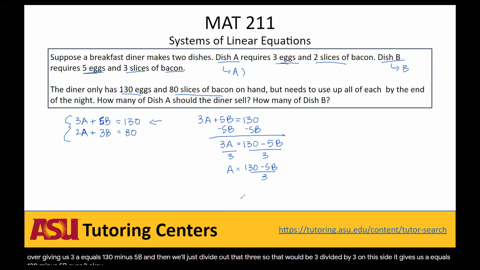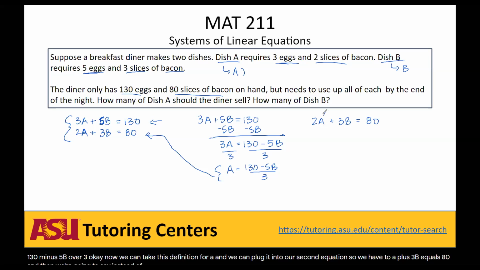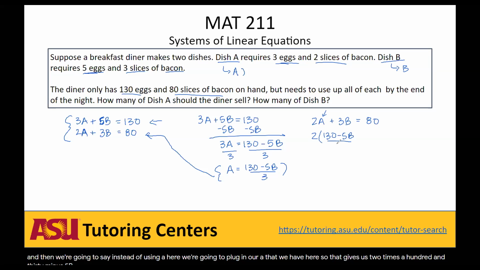Okay? Now we can take this definition for A and we can plug it into our second equation. So we have 2A plus 3B equals 80. And then instead of using A here, we're going to plug in our A that we have here. So that gives us 2 times (130 minus 5B over 3), all of that in parentheses there, plus 3B equals 80. So now we can simplify this.